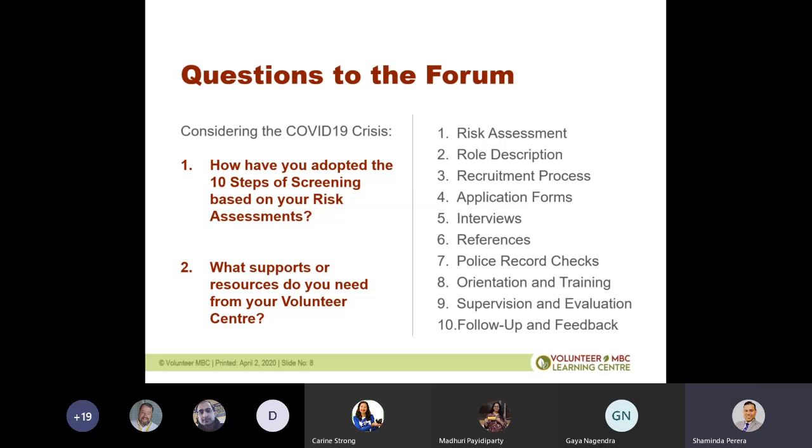So this is the time for the volunteer engagement practitioners, the leaders of volunteers, to really show the value of volunteer engagement within the organization.